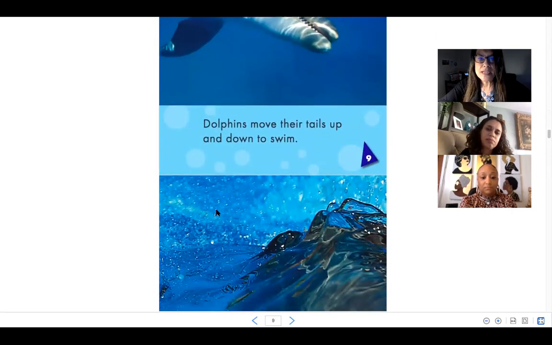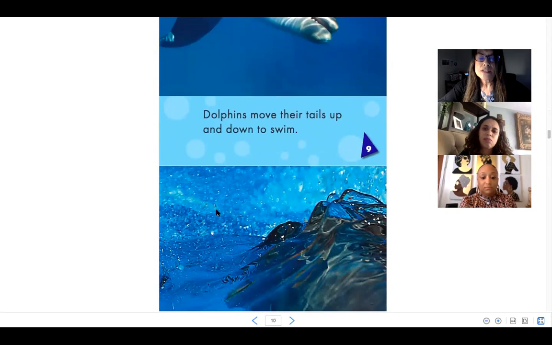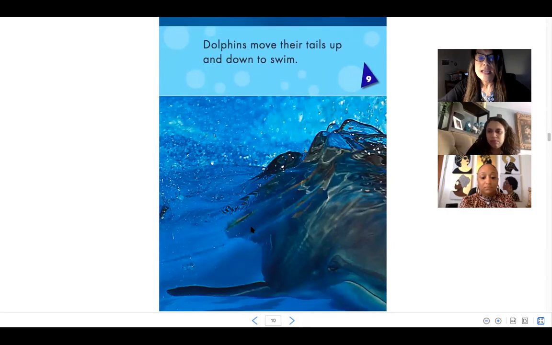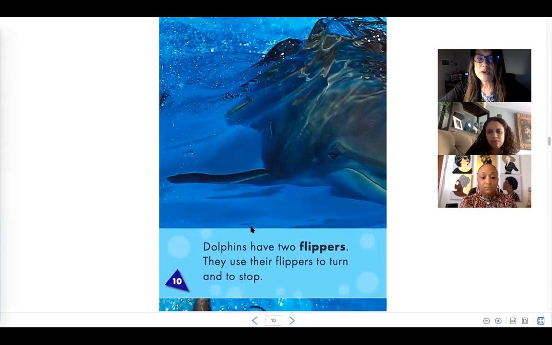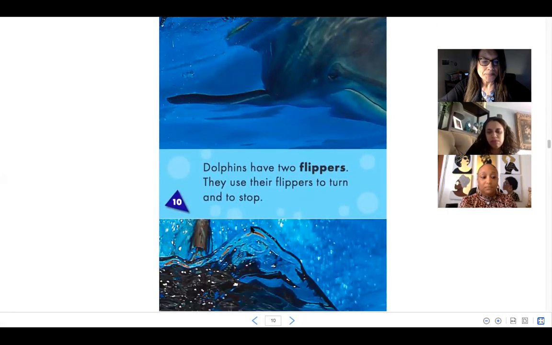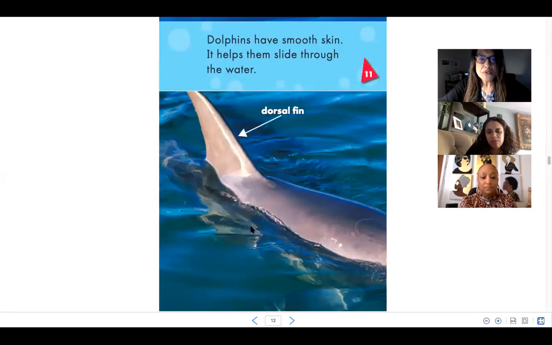So you'll continue to read, and this is a book that was chosen for K through 2 because of the text. It's not lots of words. It's just enough information for them to learn about a topic and to stay engaged. So I'm going to go over to page number 13.